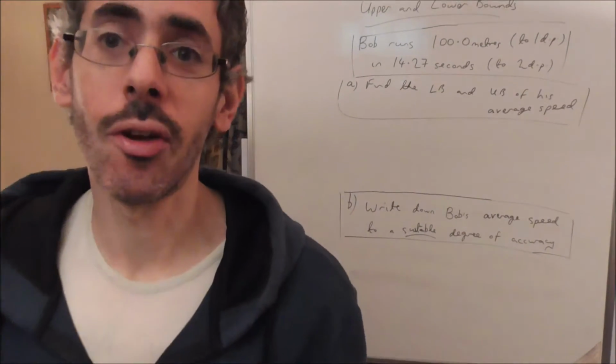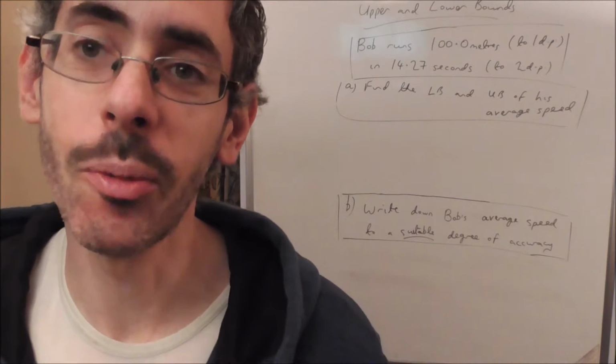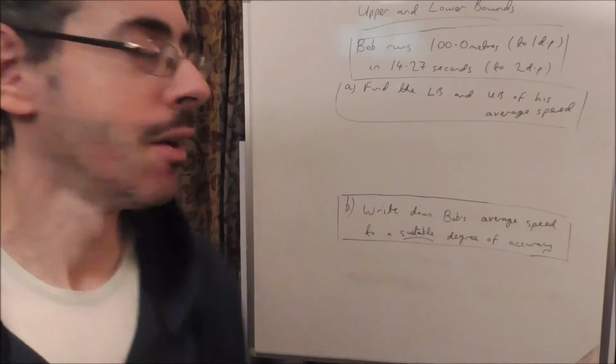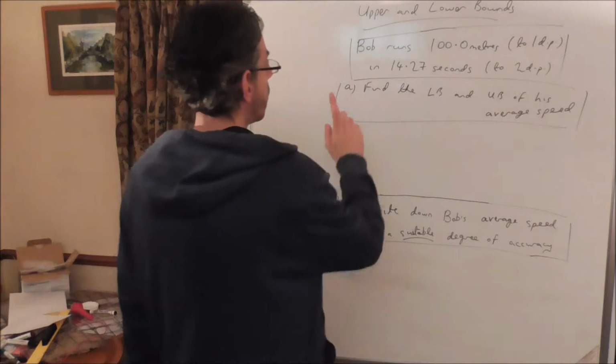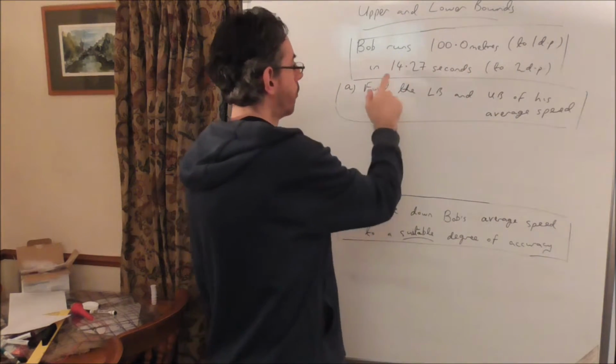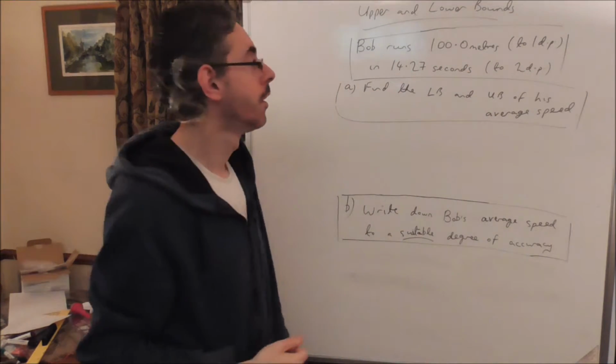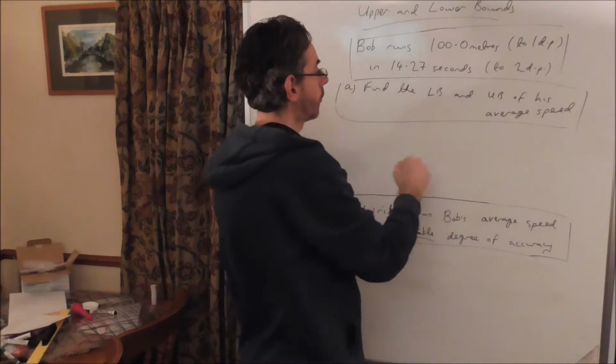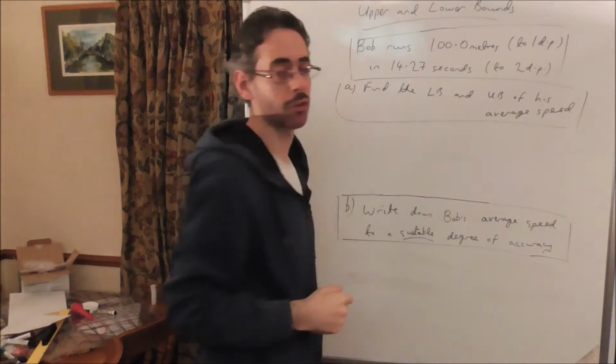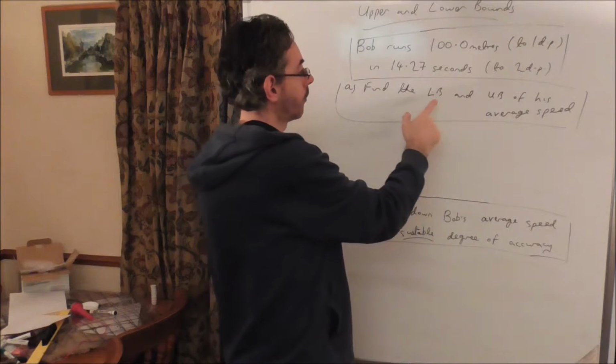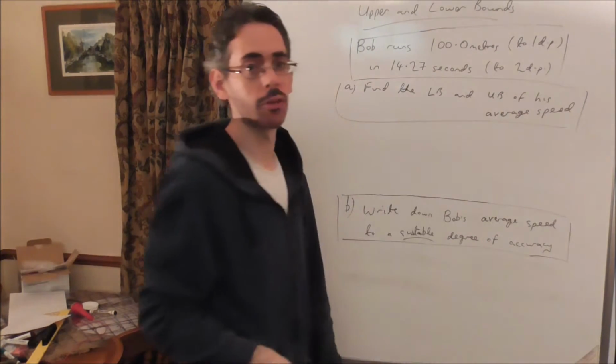Right, so here's another question on upper and lower bounds. I'm going to do 3 questions overall, so this is the second one. So I'll just read it out. It says, Bob runs 100.0 metres in 14.27 seconds. The distance has been rounded to 1 decimal place and the time has been rounded to 2 decimal places. And the question is, find the lower bound and the upper bound of his average speed.